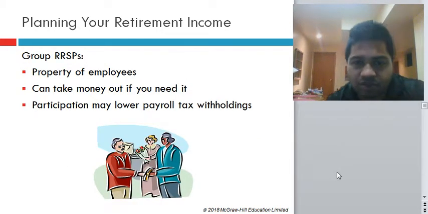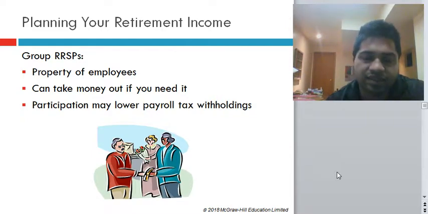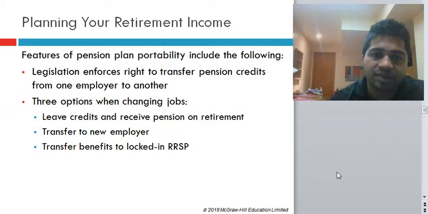Group RRSP. So a group of employees can come together and start an RRSP. It is the property of the employee, and you can take money out if you need it. Participation may lower payroll tax withholding.